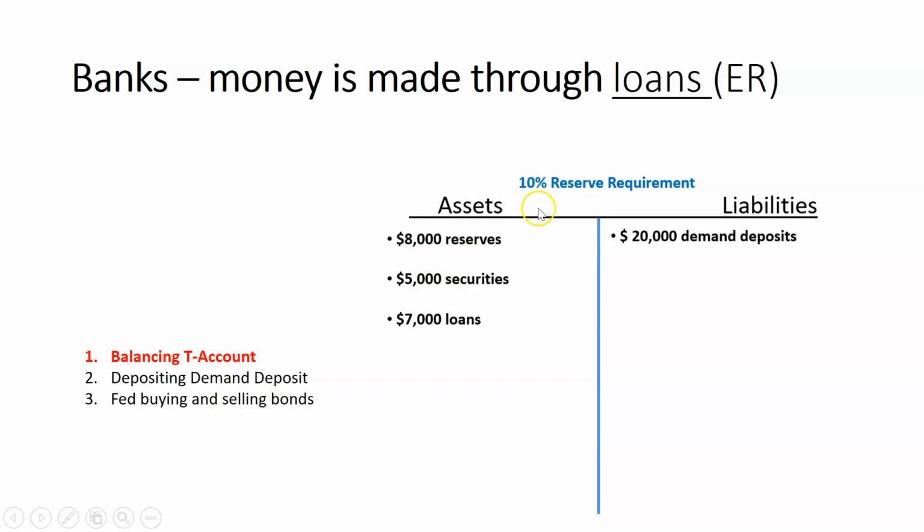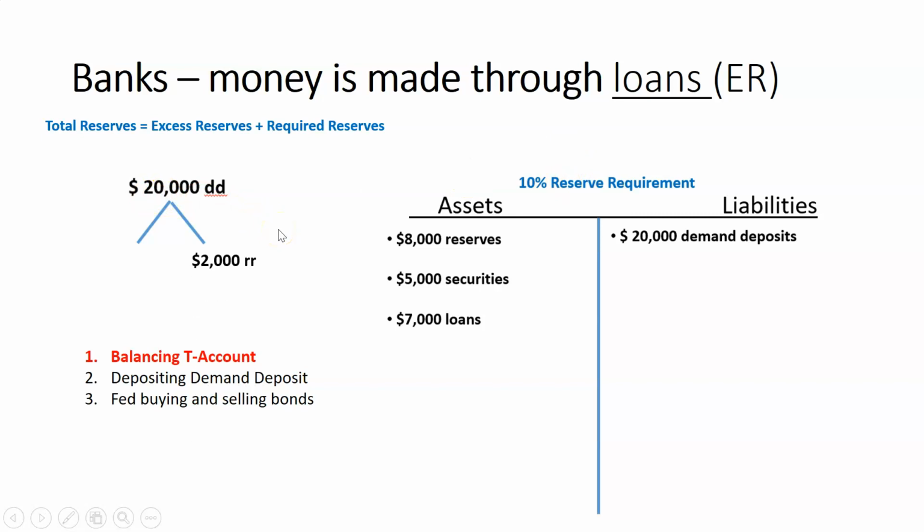So it tells you that you've got a 10% reserve requirement. What I like to do is over here, just break down those demand deposits, because the 10% reserve requirement is based off of the demand deposits. It is not based off of 10% of my actual reserves. So 10% of 20,000 is what I have to put in the required reserves, or 2,000. And so that leaves then 18,000 for the excess reserves.